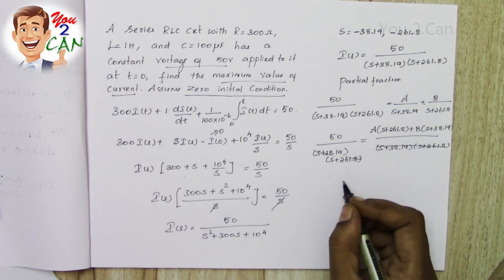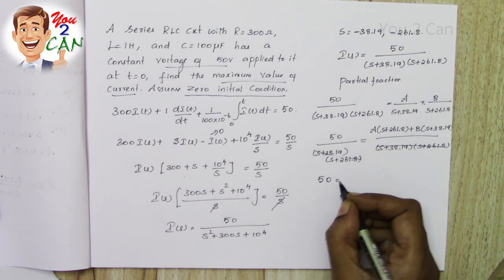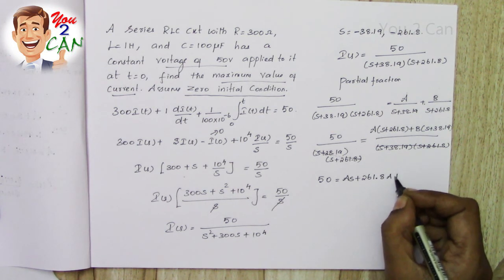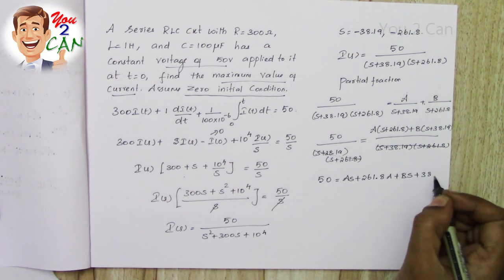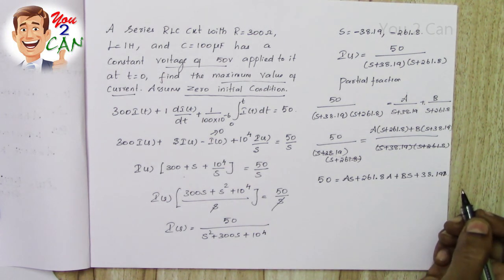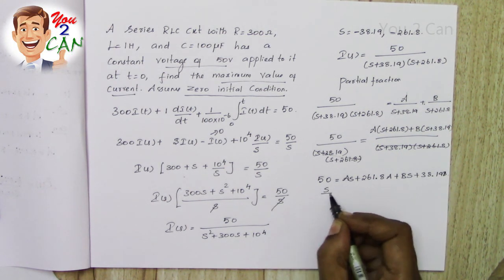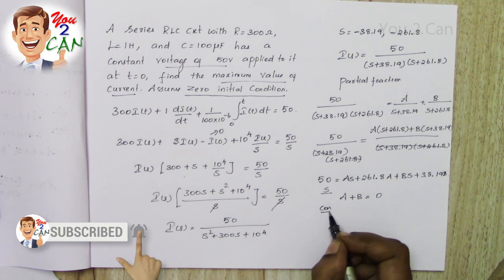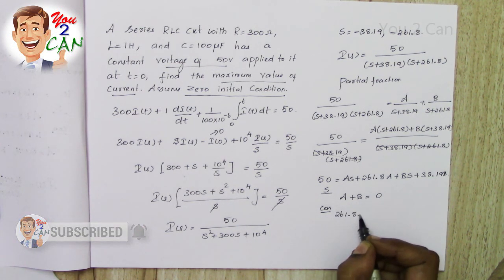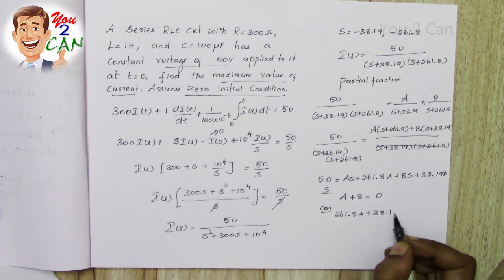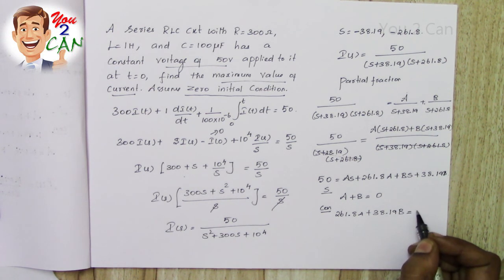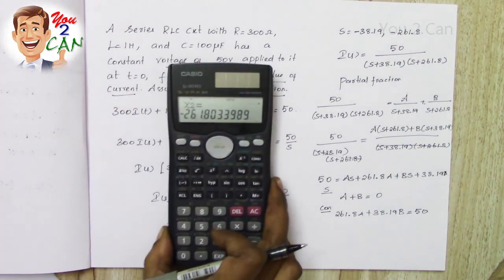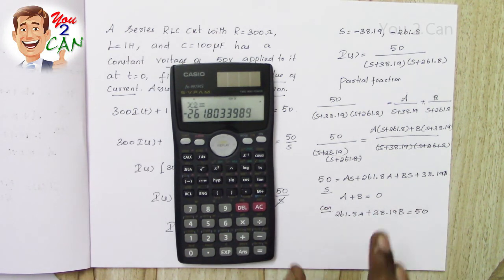The denominator gets cancelled. In the numerator we have 50 equal to As plus 261.8A plus Bs plus 38.19B. Now compare s coefficients. We get A plus B equal to 0. Compare constant coefficients. We get 261.8A plus 38.19B equal to 50. So now we have two equations. We can easily solve using the calculator.